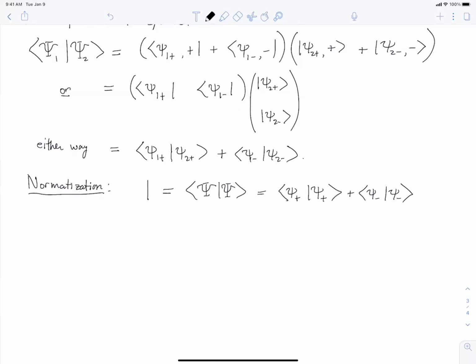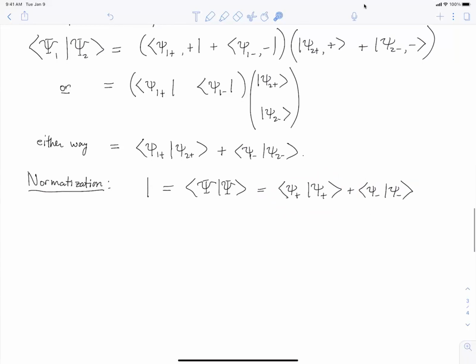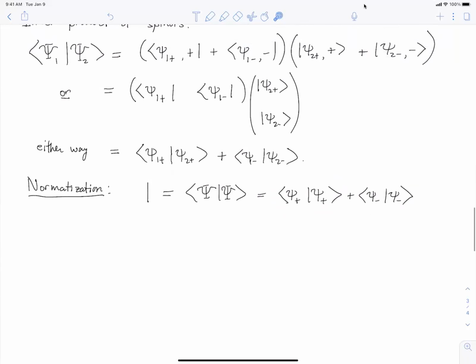Okay, and so unlike the case where I don't have spin, this time I just have to add the individual parts of my inner product to get 1. So normally I might think I would just have this part, but no, I have to add together the psi minus part.